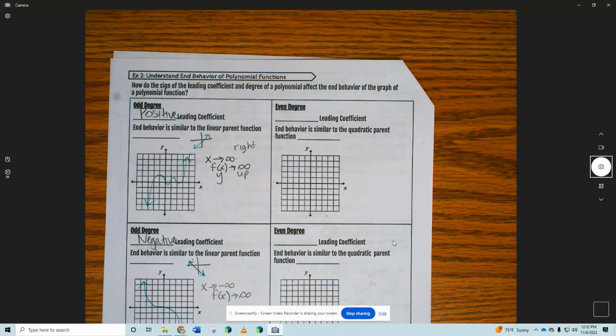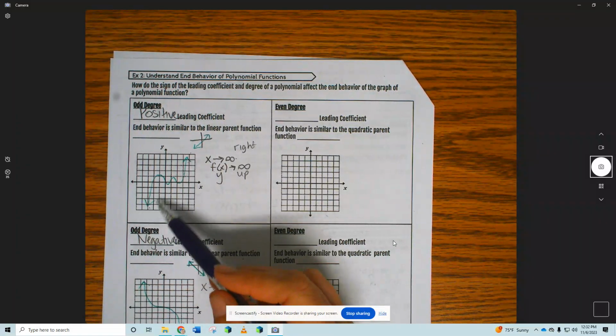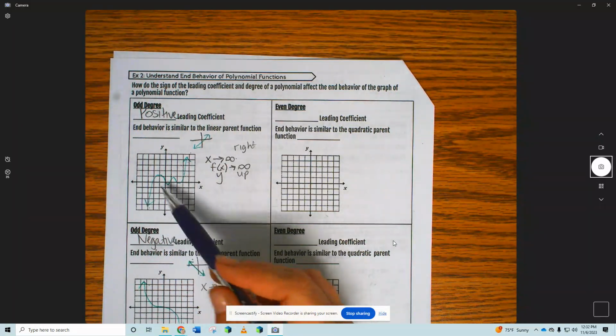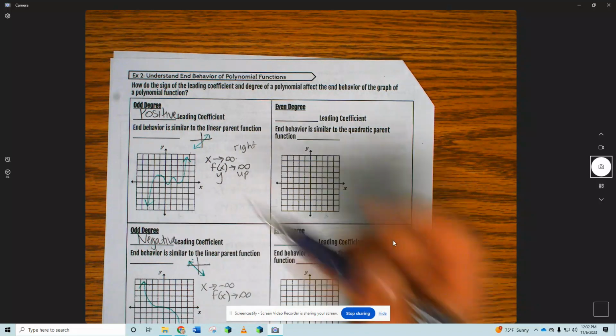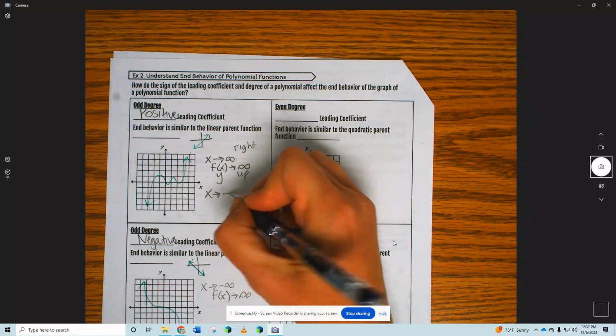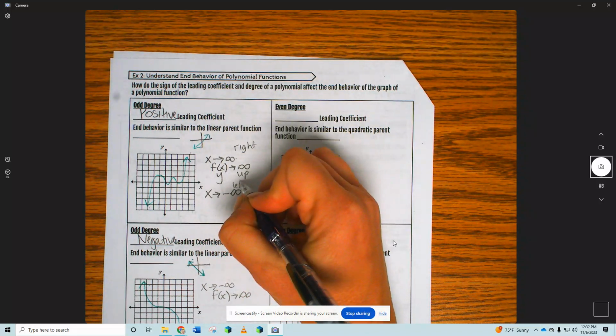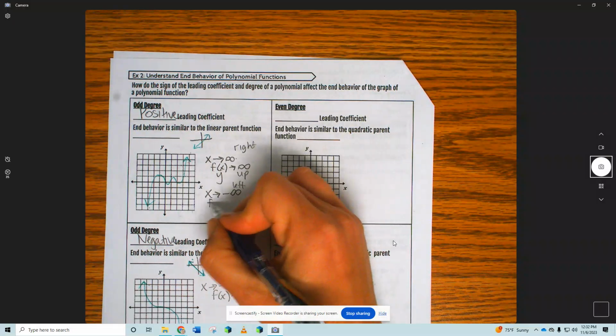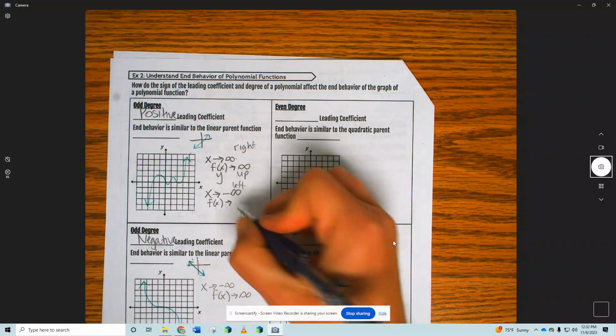As x is going to the right, y is going up. As x goes to the left, the more left the line goes, the more down it goes. The more left, left, down, left, down. As x goes to negative infinity, left, y, f of x, is going downward.